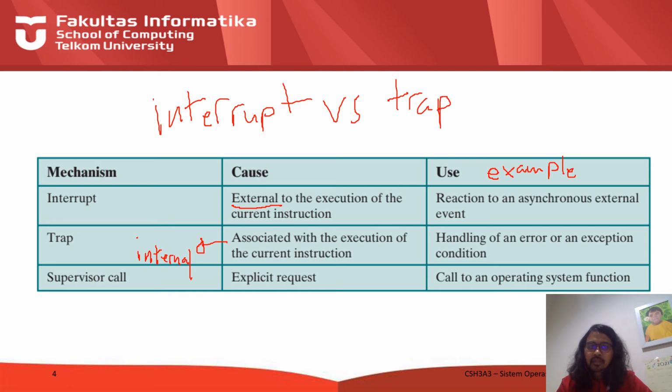The example for interrupt is the reaction to an asynchronous external event. For example, we have discussed I/O or clock. And then in trap, the example is handling of an error or an exception condition. So the example of trap is an error. An internal error can cause an interrupt. So that is when process switching happens.